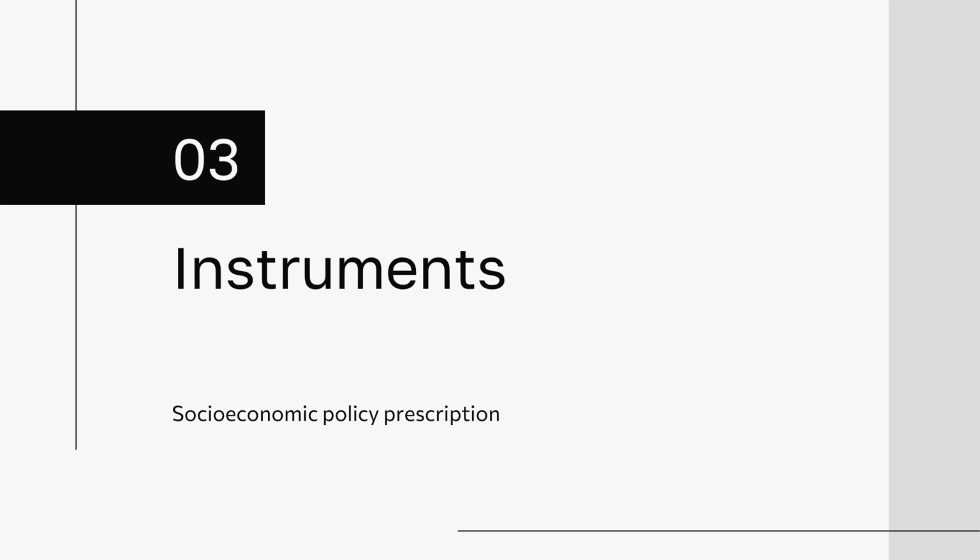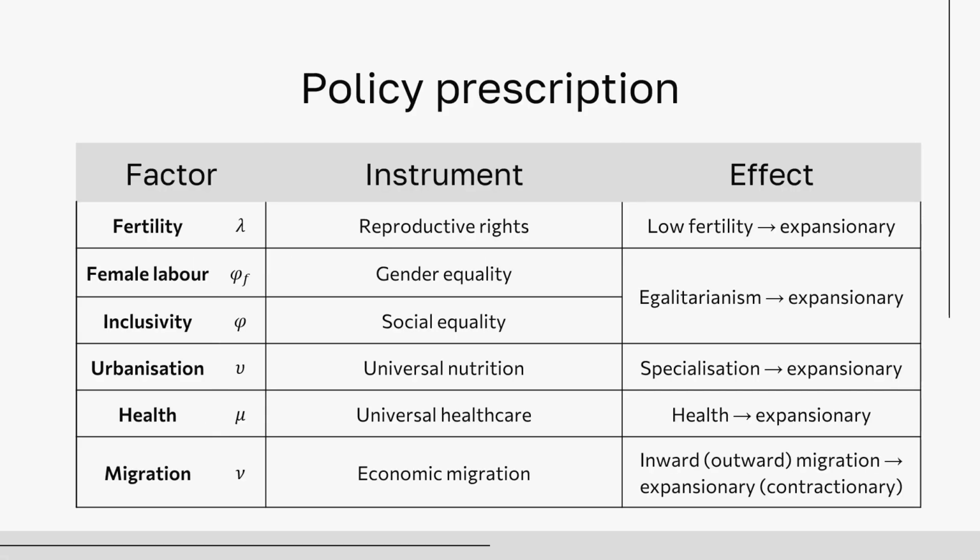Part 3, let's talk a little bit more now about the socio-economic policy prescription, the instruments, if you will. We'll talk about the first factor, which is fertility. We can now say that low fertility effectively has an expansionary effect on economic growth and productivity. Effectively, it's a time switch. You're allocating less time towards reproduction and instead allocating more time towards the production of goods and services, as well as the productivity enhancing resources for that production.